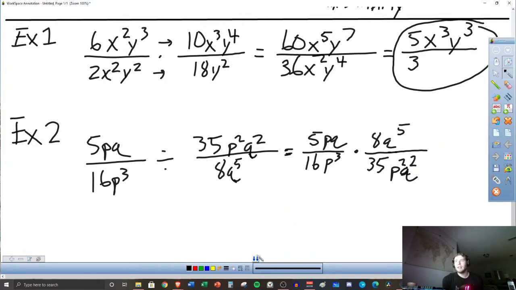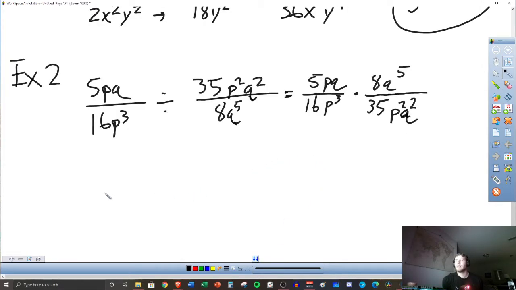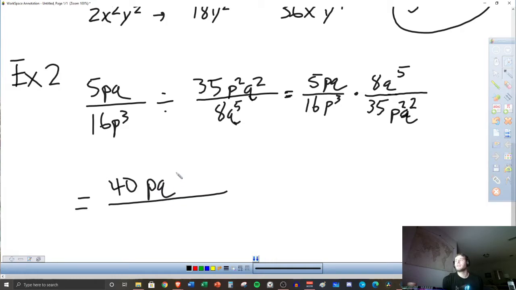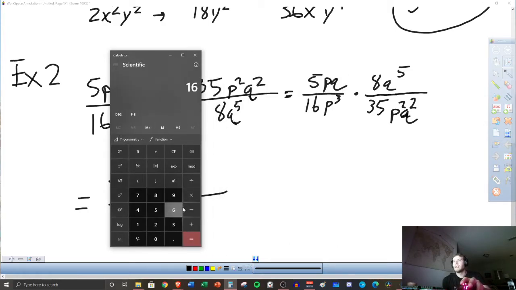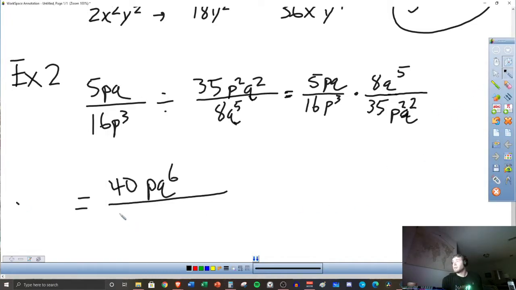Let's go ahead and do the multiplication, because that's what we need to do next. I'm going to write that over here. 5 times 8 is 40. P. Q times Q to the 5th is Q to the 6th. Okay, I am going to need to bust out a calculator for this one. So 16 times 35 is, whoa, 560. Wow. Let's go ahead and write that at the bottom. 560. We get P to the 5th, and then we get Q to the 2nd.